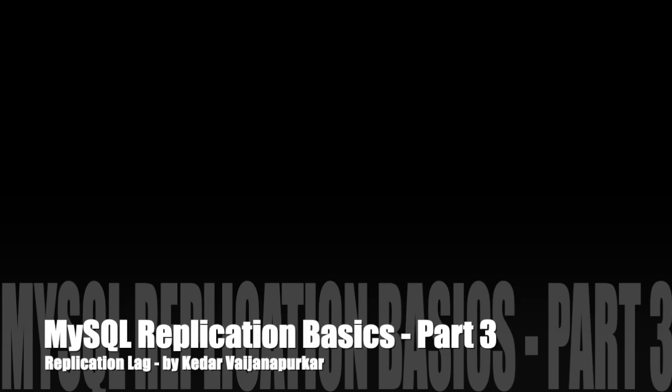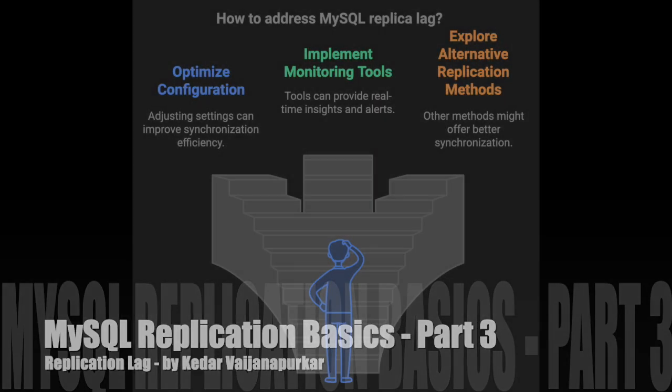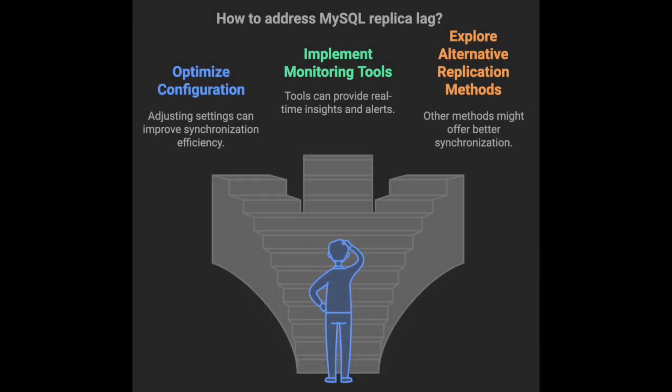Operational solutions are all about fine-tuning your systems and processes to minimize lag. It's like keeping your car well-maintained, right? Regular checkups and preventive measures can help you avoid major issues down the line. So what kind of maintenance are we talking about in the context of replication? Where do we even start?